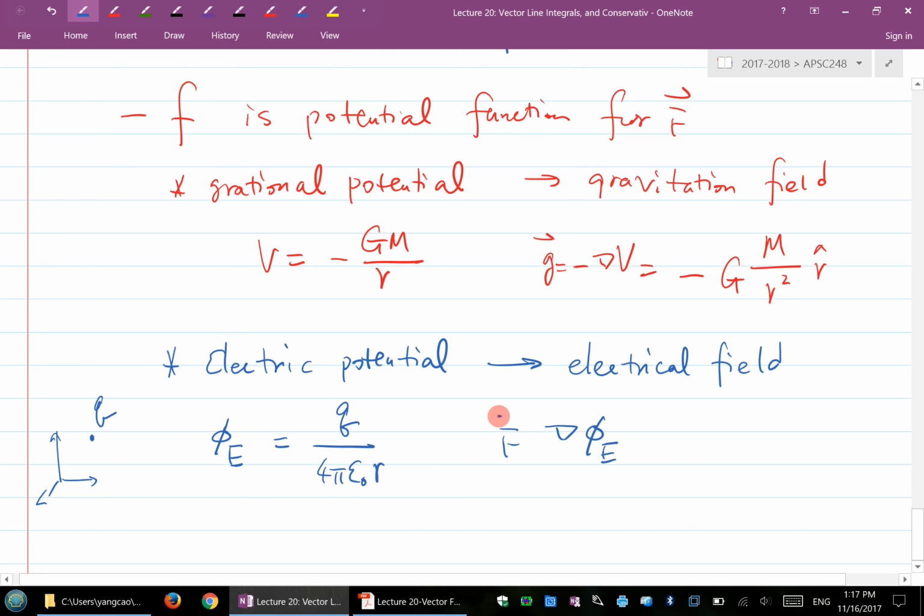I will skip the calculation, but you can check out my lecture notes and you'll be able to see that. You will get the so-called electrical field E, which is Q over 4 pi epsilon naught, times 1 over R squared, times R hat. So that's an example of what types of fields we are living in, in reality.